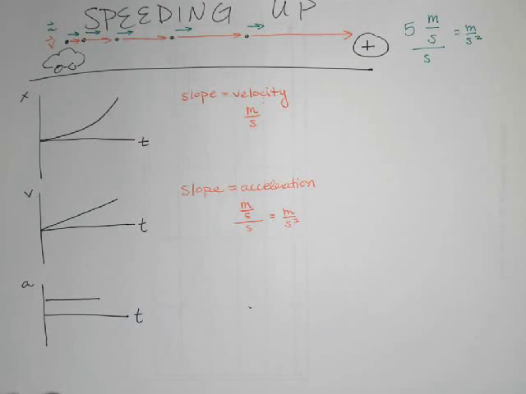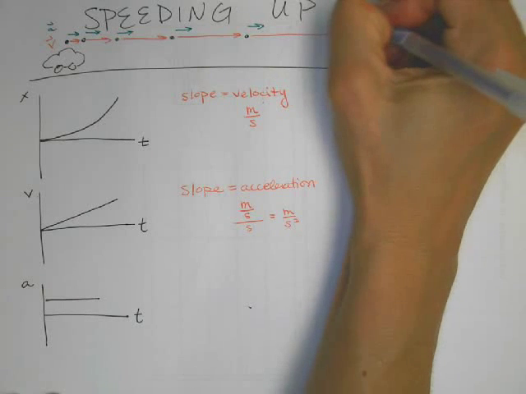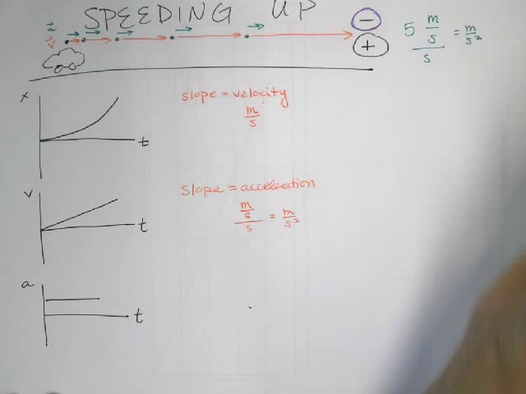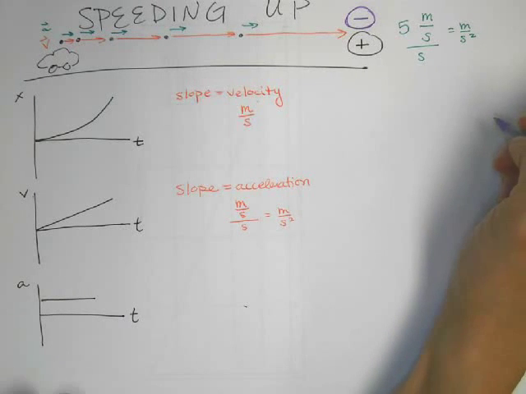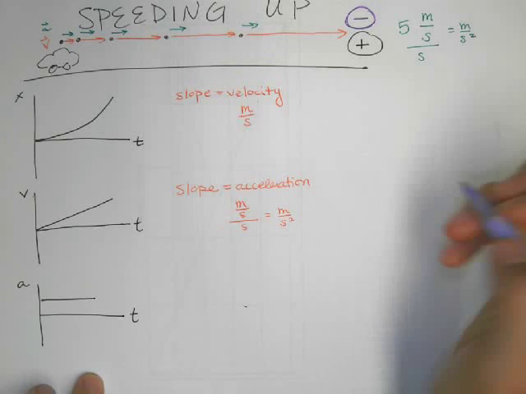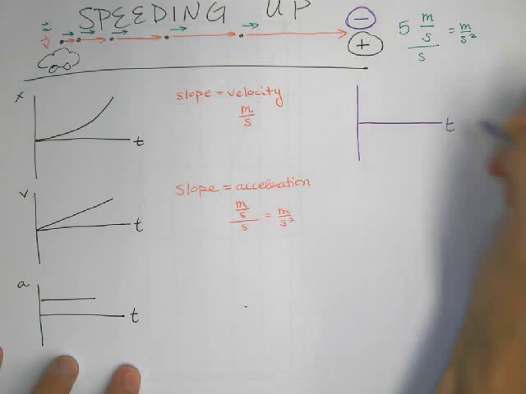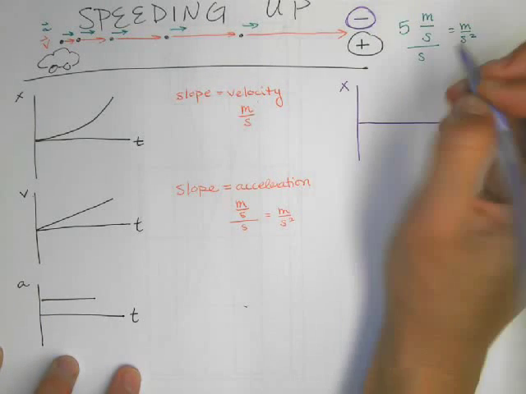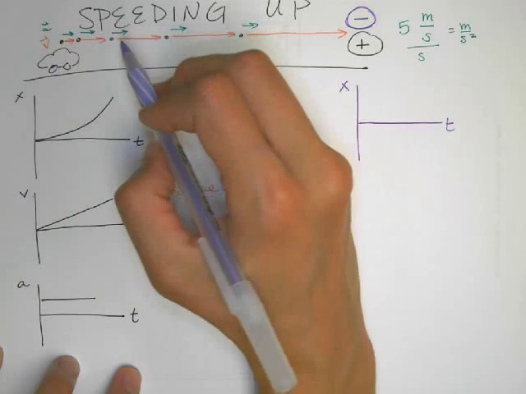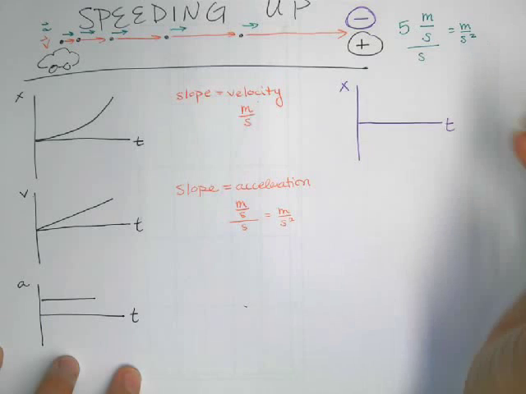Now I'm going to switch things up just a little bit. This time, I'm going to say that the negative direction is to the right. And I'm going to redraw these graphs with the car moving in the negative direction. So I draw my position versus time graph, and I know that my car starts off at 0, and as time goes on, it gets faster in the negative direction.